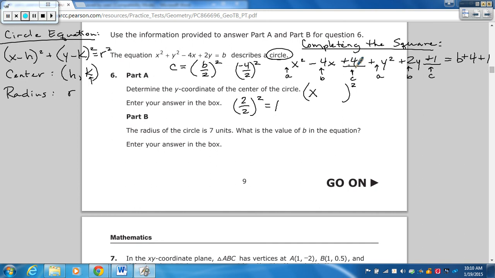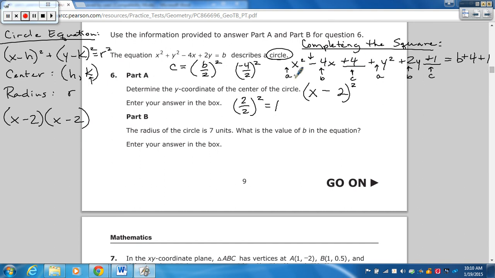What are the factors of 4? Well, 2 times 2 is 4. And since the middle term is negative, I'm going to put minus 2 right there. Now, how do I check to make sure that I've done all that correctly? Well, I can actually go ahead and FOIL the factor of x minus 2 squared, and it should give me what we have originally up in here.